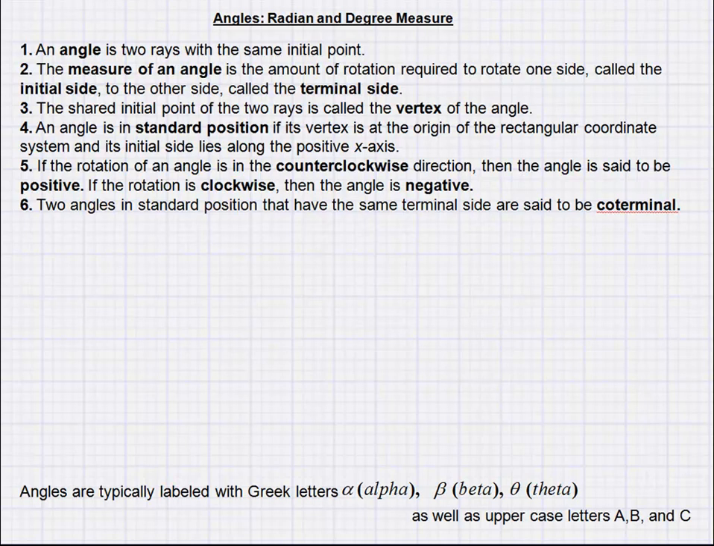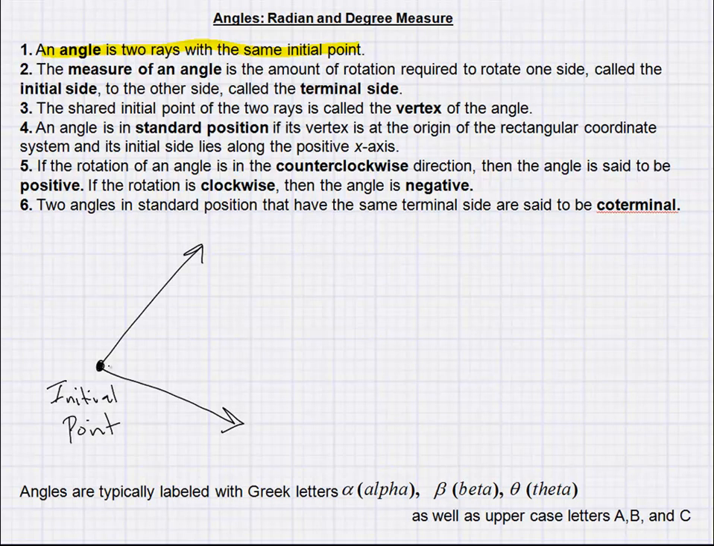So the first one is the definition of an angle. An angle is two rays that meet at the same point or have the same initial point. So a ray is an arrow that goes infinitely in any direction, but just one direction. A line goes infinitely in both directions. So this would be a ray. And then I make another ray that has the same initial point. The initial point being the starting point. So this is my initial point.